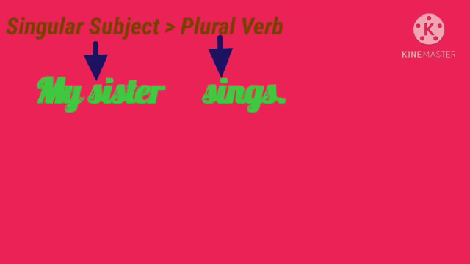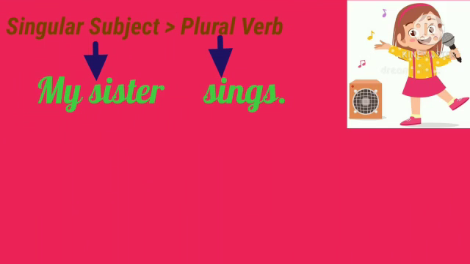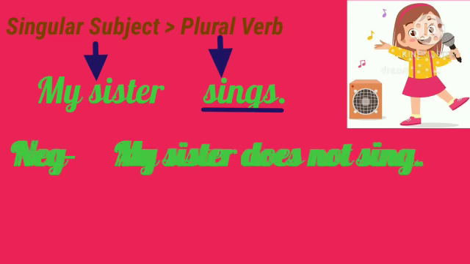My sister sings. My sister is a singular subject, as you can understand. So the verb sing will be used in plural form. So we will not use sing, S-I-N-G. We will add S with it. So the verb will be sings, S-I-N-G-S, the plural form of the verb sing. Now let's make it negative. My sister does not sing.